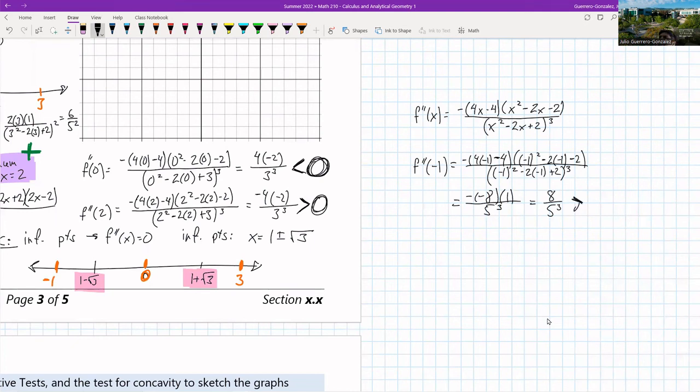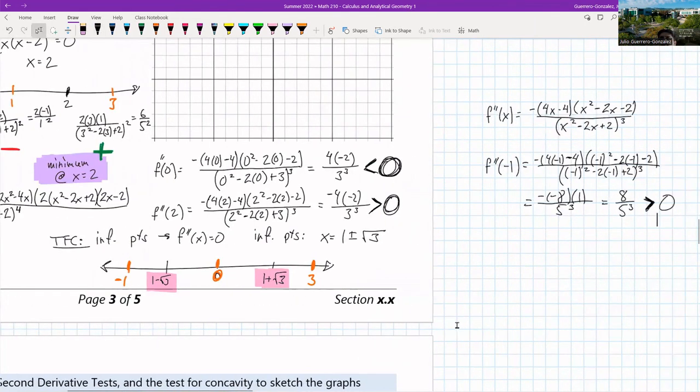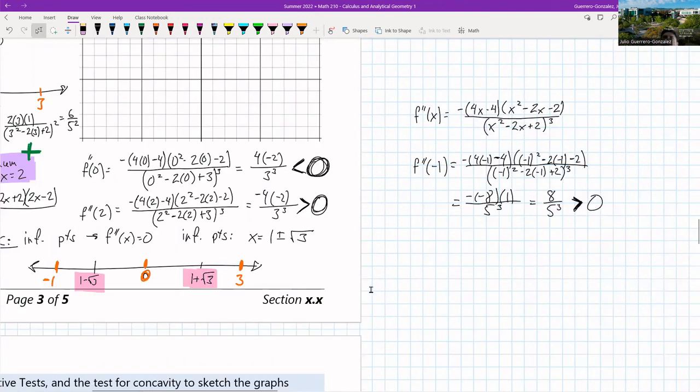This is bigger than 0. So according to our test for concavity, everything before this is telling us this is concave. Since it's positive, it is concave up.